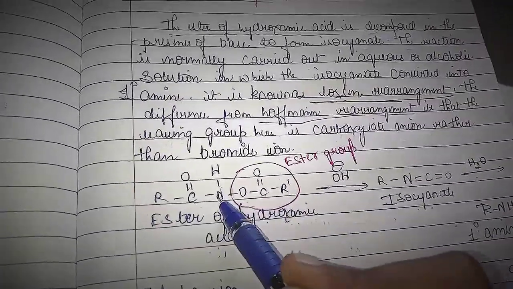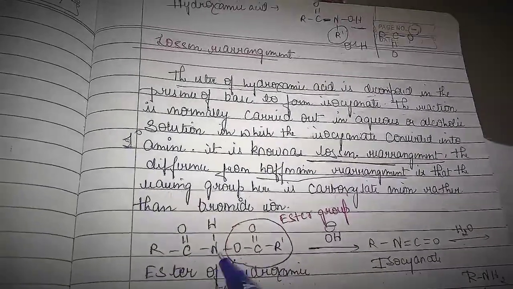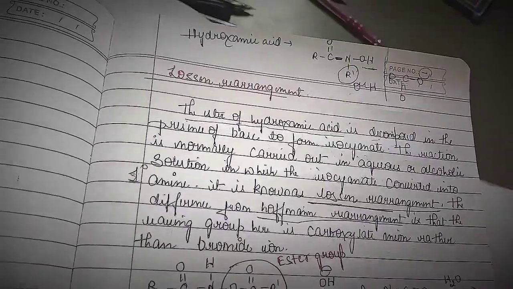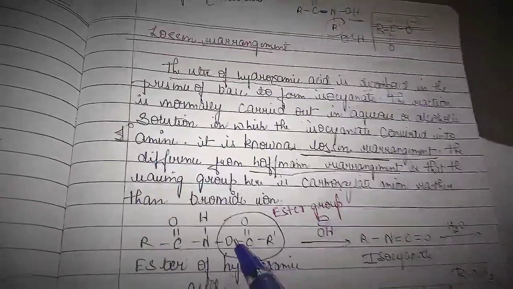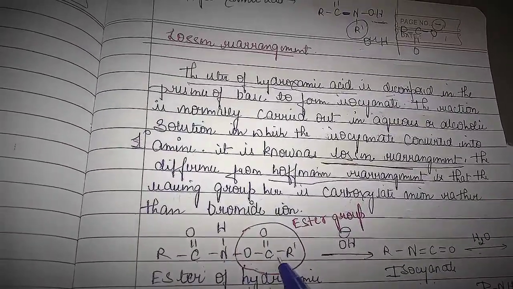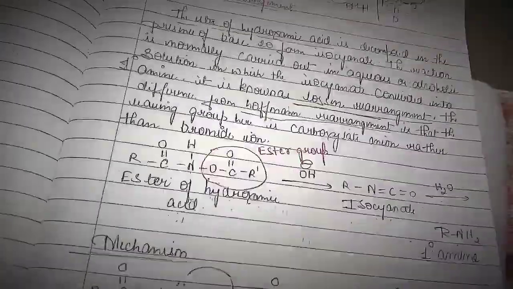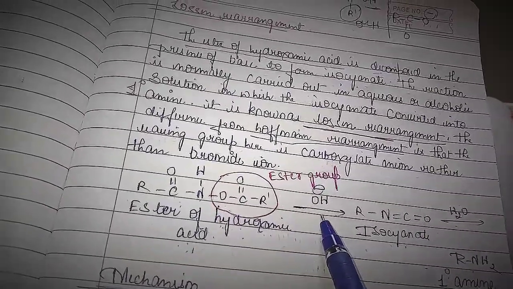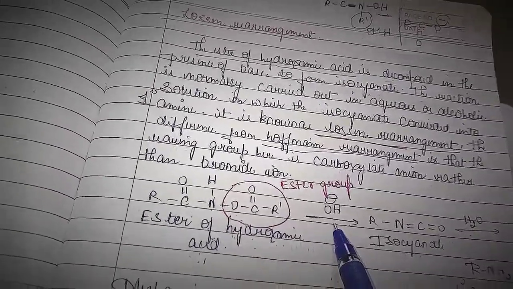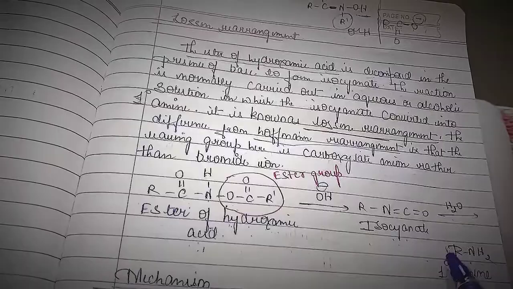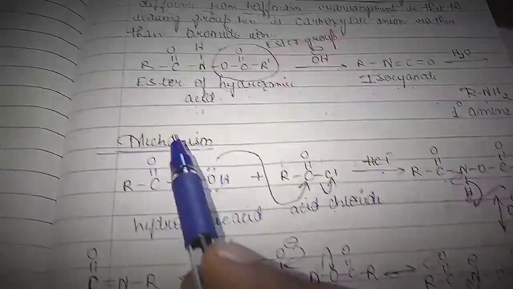RC double bond O NH O is nothing but the hydroxamic group, where the O belongs to the hydroxamic group only. The H is replaced by the C double bond O, that is the acyl group. When this ester of hydroxamic acid is treated with a strong base, it may be NaOH or KOH or any other strong base, we will get isocyanate. On hydrolysis, we will get the primary amine. We go through the mechanism.